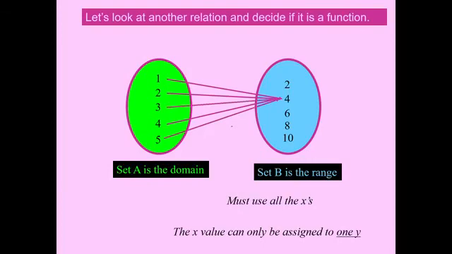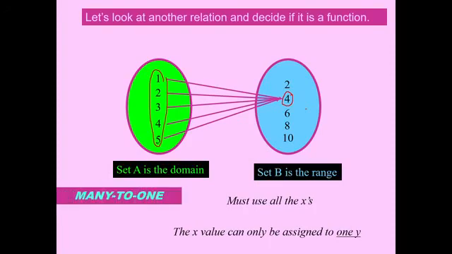Now, what kind of relation is this? We have so many values of the domain assigned to only one value in the range. And this is what you call a many-to-one relation. So take note, if you have 2 or more values of x's in the domain assigned to only one y or one value in the range, then that is a many-to-one relation.